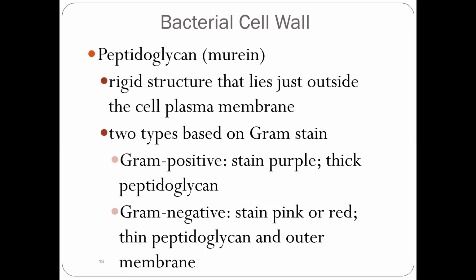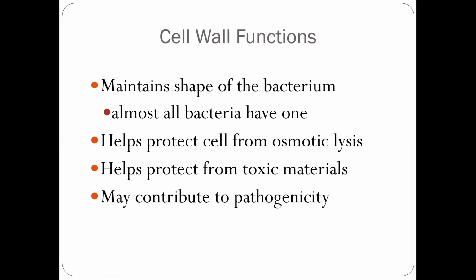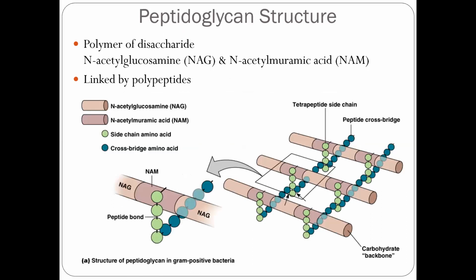Okay, we're gonna talk about this later on during the lab section. Even if lab is online, I'm still gonna draw the picture on the blackboard to talk about that in detail. Now, cell wall functions also help protect the cell from osmotic lysis, which means unbalanced pressure. Protect from toxic material, and contribute to pathogenesis. So that's what we're going to talk about.